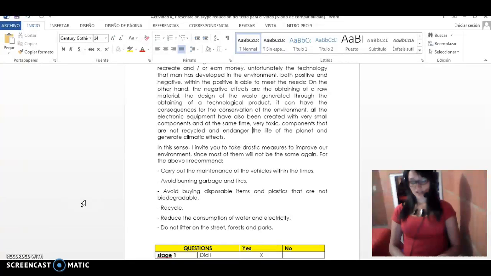within that time. Avoid burning garbage and tires. Avoid buying disposable items and plastic that are not biodegradable. Recycle. Reduce the consumption of water and electricity. Do not litter on the street, forests, and parks.